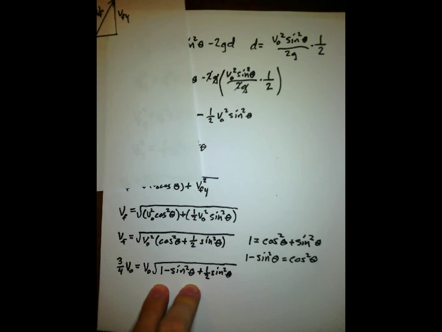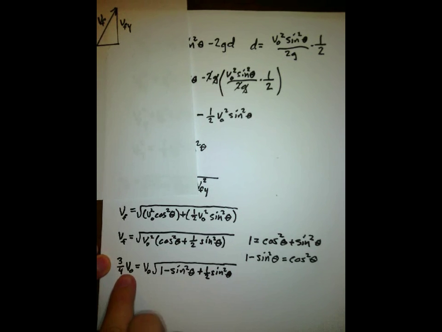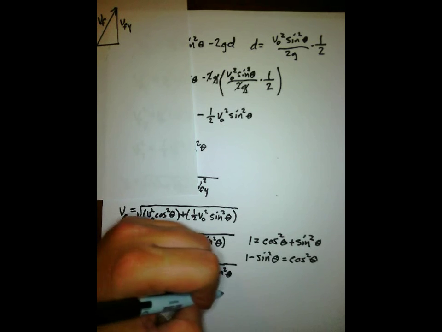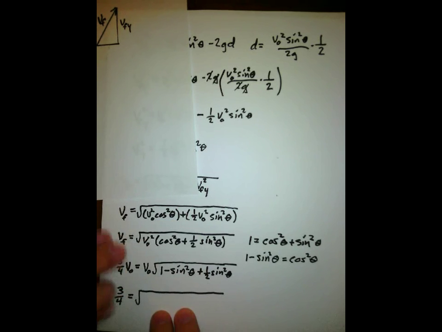Alright. Now, I can divide both sides by V naught. V naught divided by V naught is 1, so I'm left with a 3/4. Same thing over here. V naught divided by V naught is 1, so that goes away. I'm going to have 1 times this square root, and 1 times anything is just that thing, so we don't need to do that.